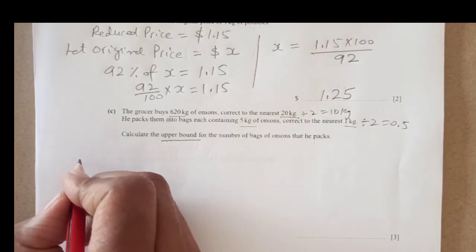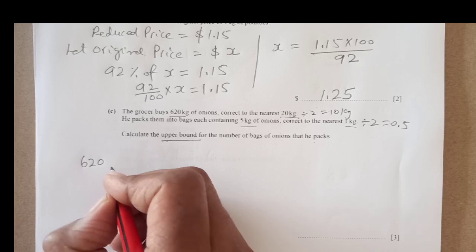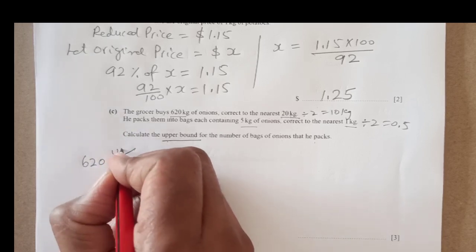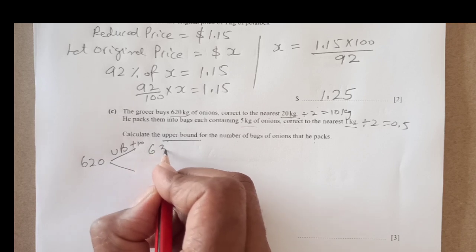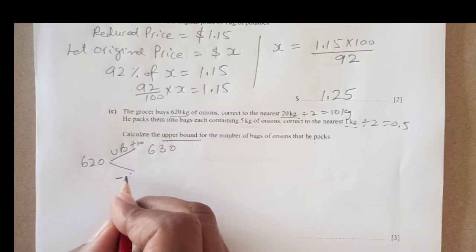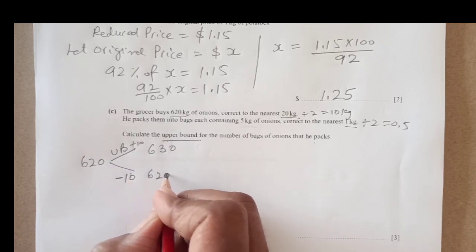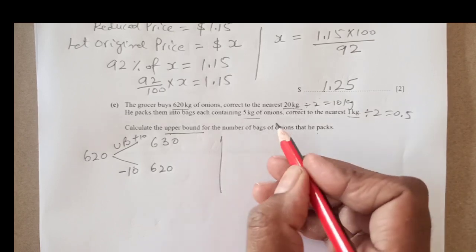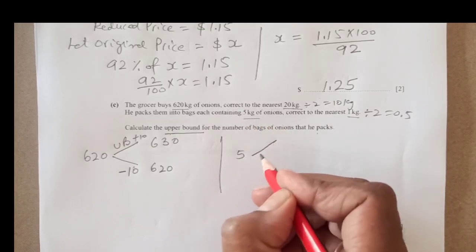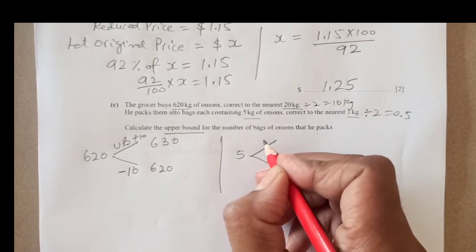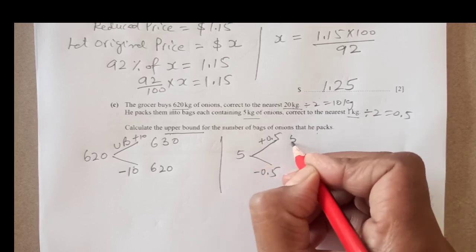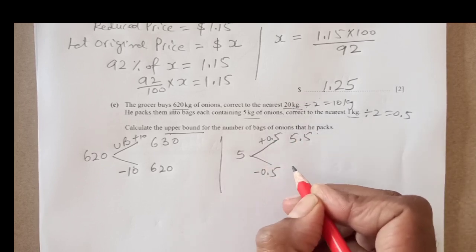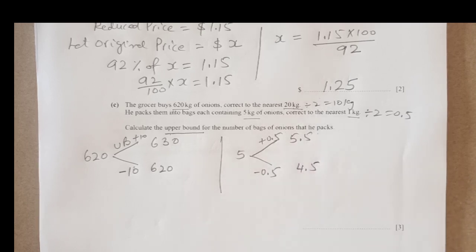So we will find the upper bound and lower bound of 620. For the upper bound you are going to add 10, that is 630. For the lower bound we are going to subtract 10, 610. And for this 5 kg, half of this is 0.5, we are going to add 0.5 and subtract 0.5. This is 5.5 and this will become 4.5, right?